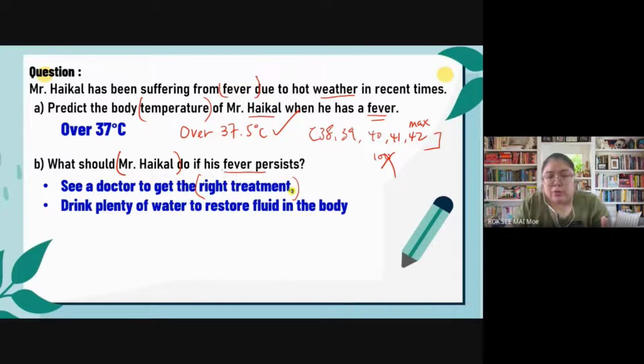Don't follow your friend, like "my friend's mother said take this water is okay lah". It must be the right treatment. Then after that, drink plenty of water. That means you need to drink more water to restore the fluid in our body. It makes our body cool down. Plenty of plain water, not juice, not coffee, not mocha. Those cannot. I want plain water, to cool down your body. Normally this is what the doctor will suggest you do when you get a fever. So this one is a simple question. Then we go to the next part.